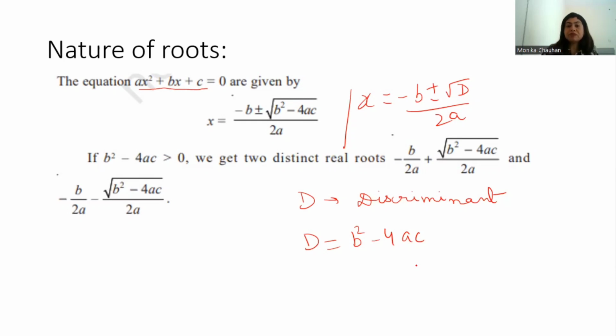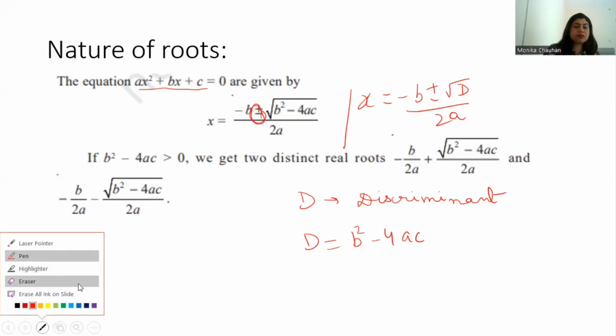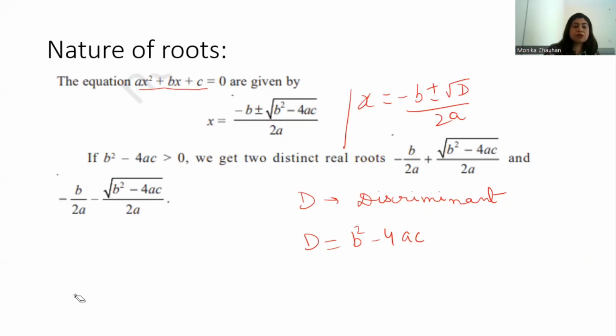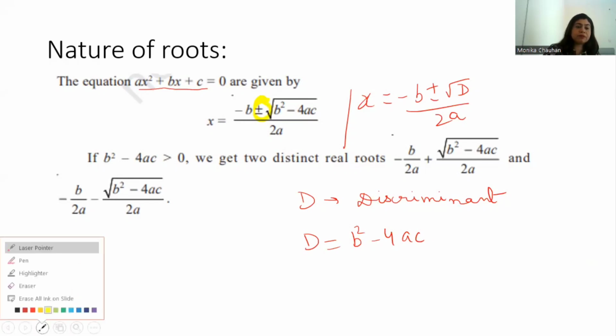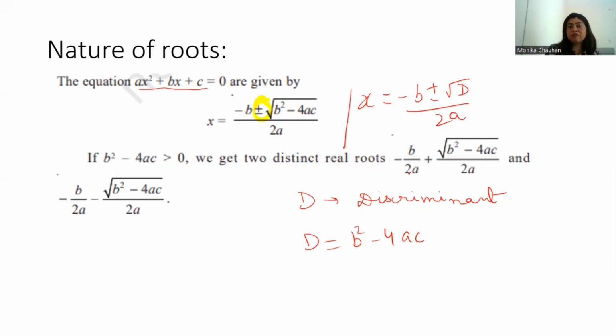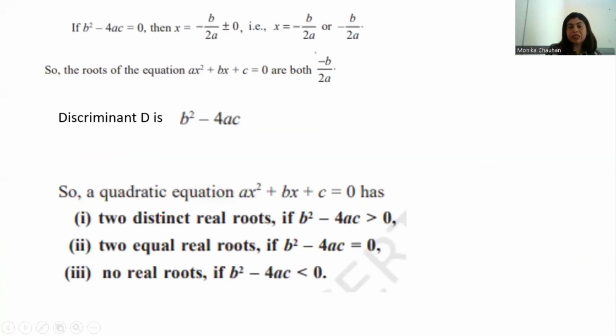Do you see this plus minus? When you use this plus minus, it means that there are two roots. One is positive and one is negative. So here you have one with the positive and one with the negative. Okay, so let's see further.